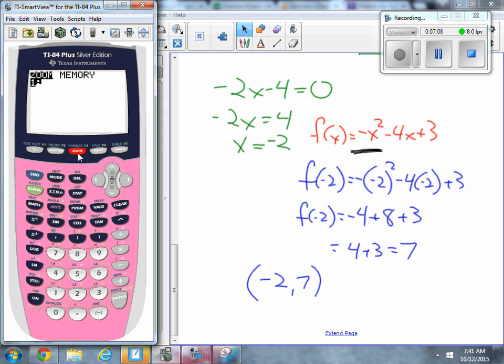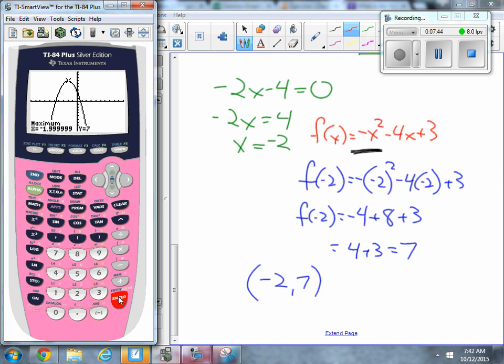And I'm going to go zoom 6. And looking at this at negative 2, let's just do something here. I'm going to go second calc. I want to find my maximum. And my left bound, I'm going to make negative 3. And my right bound, I'm going to make 0. So I have a nice neighborhood there. And I don't want to make a guess. And what do you know? My maximum here, well, I know it says negative 1.999, but that's the calculator. But my maximum is the point negative 2, 7.